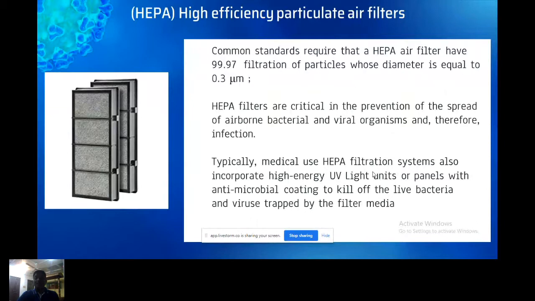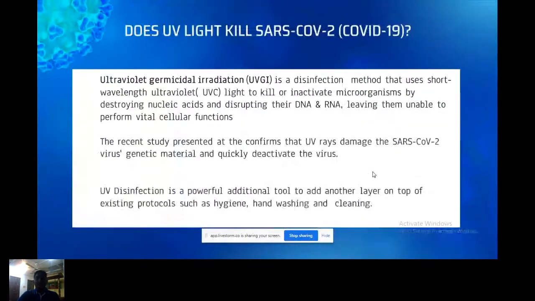Typically, in medical use of HEPA filters, as I mentioned in the operation theaters, systems also incorporate a high energy UV light, or panels with an antimicrobial coating, to kill off the live bacteria or virus trapped by the HEPA filter. So HEPA filters in combination with UV lights can give you a better way of disinfecting your dental operatory, I'm talking about. Now, does UV light kill the SARS-CoV-2 virus? Okay. Yes.